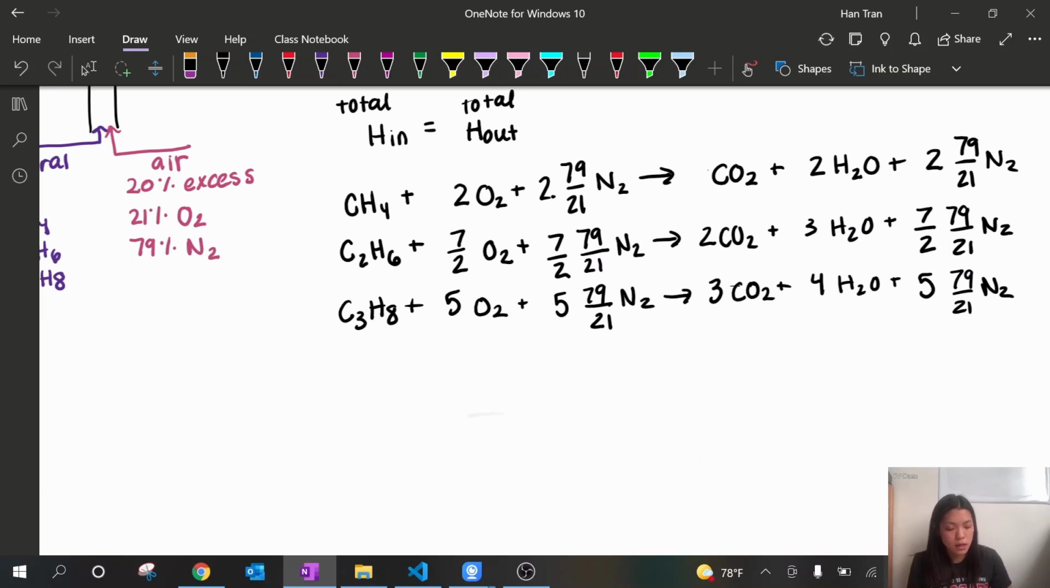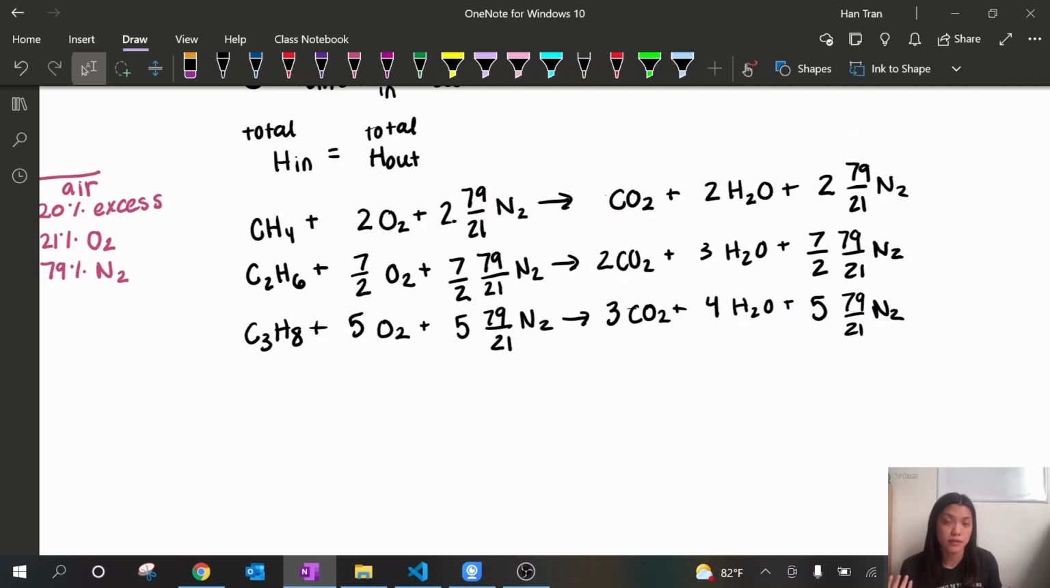And so those are our 3 balanced combustion reactions. So now that we have our reaction equations, we're going to go back to what we were talking about earlier about how the enthalpy that's going into the burner has to equal the enthalpy coming out of the burner. So the reaction between the natural gas and the air going into the burner, that enthalpy is going to equal the enthalpy of the flame.